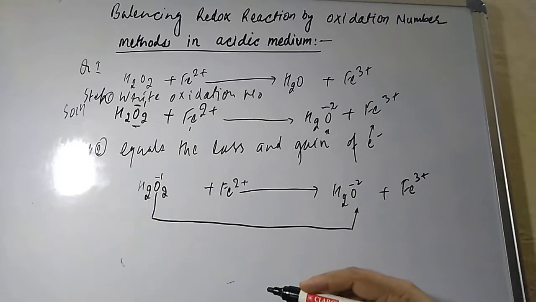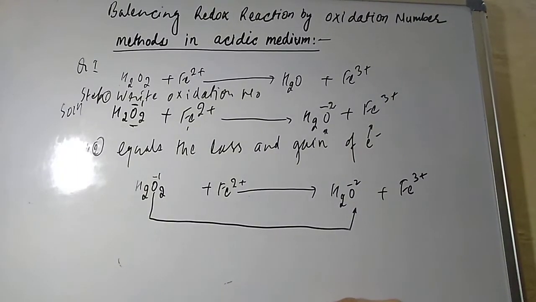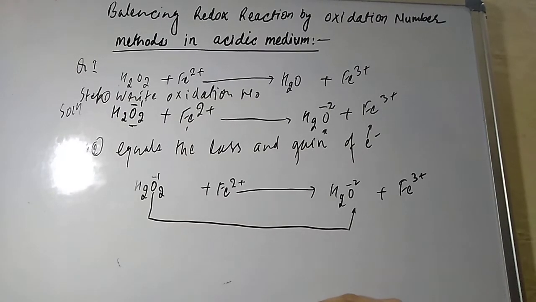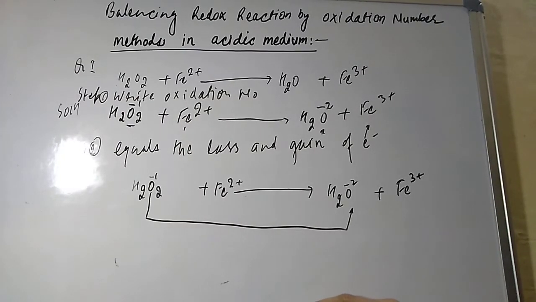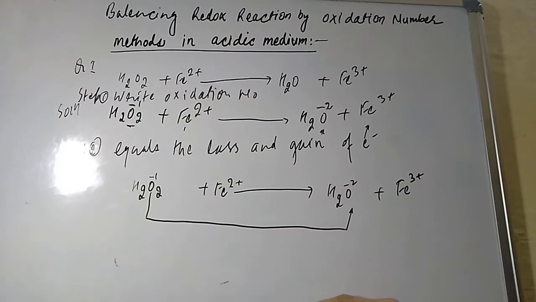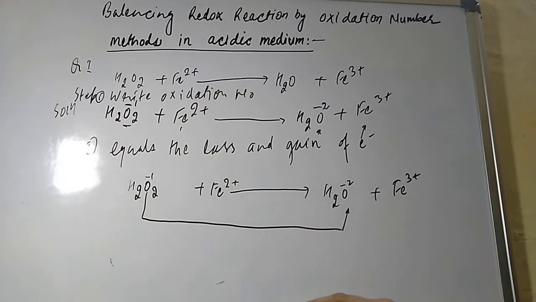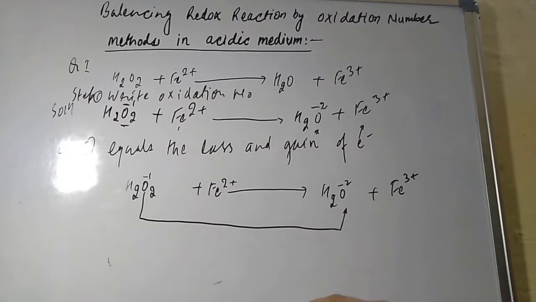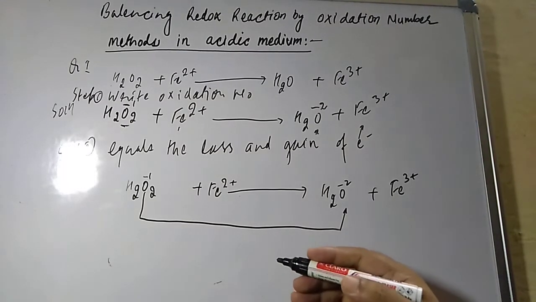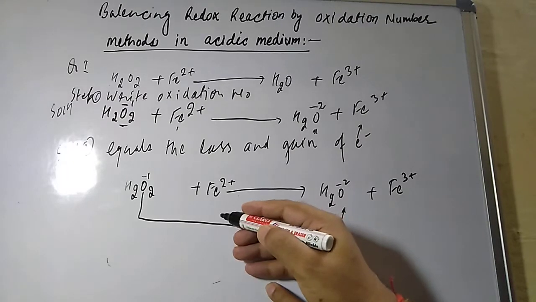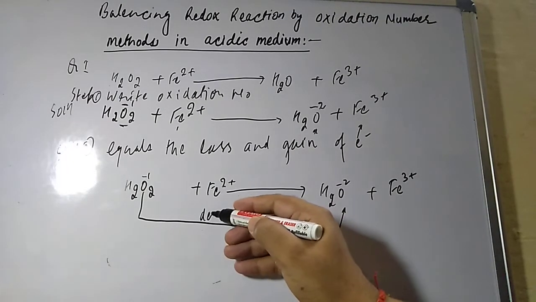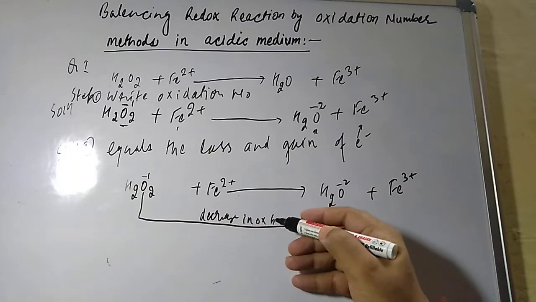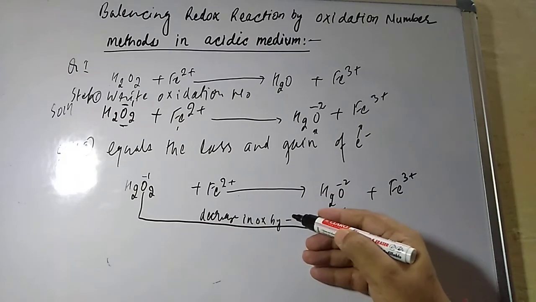If it goes from minus 1 to minus 2, how much is the gain or loss of electrons in this process? It will be easy to understand. In this process, the change is from minus 1 to minus 2, which is a decrease in oxidation number by minus 1.